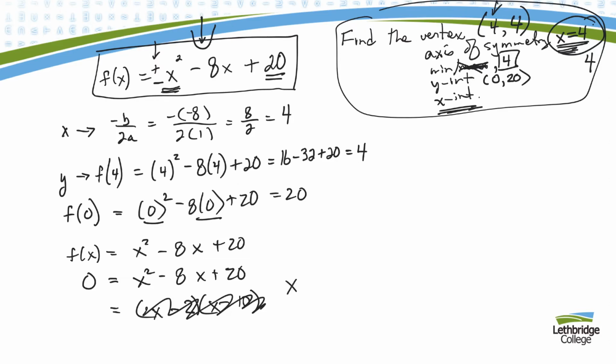So if you can't factor it, then away you go with the quadratic formula and figure out from there what the x-intercepts would be. All right, hopefully that helps you sort of determine the characteristics of a quadratic function.